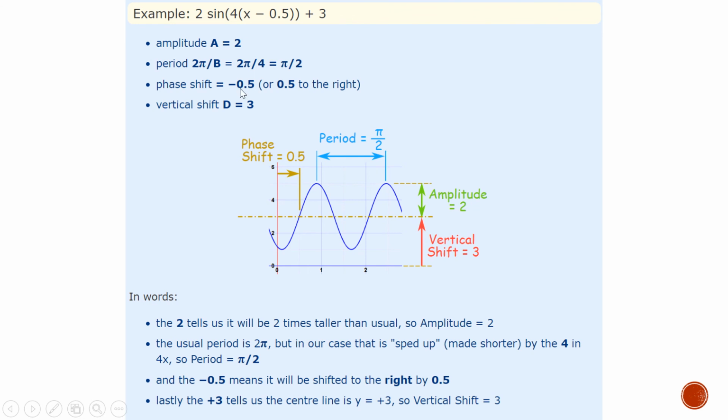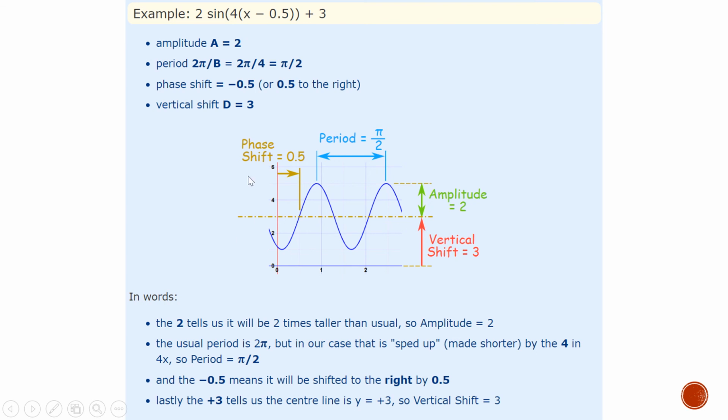The phase shift is 0.5, so we're going to be moving it 0.5 to the right. You can see here, this here should be here, because sine of 0 is 0. So it should be here. But we've shifted it 0.5. And we have a vertical shift of plus 3, so vertical shift up of 3. So the midline is 3.